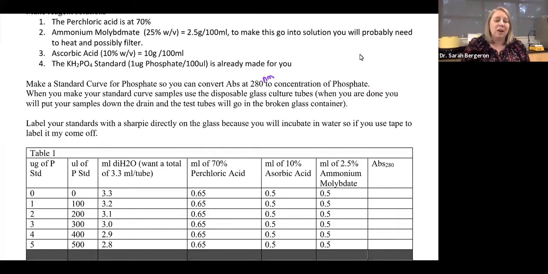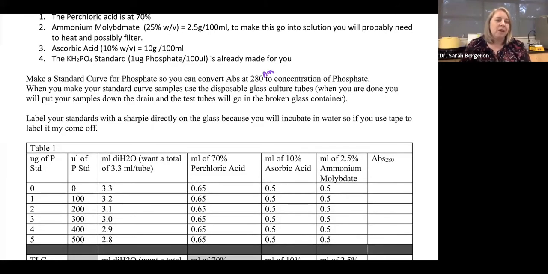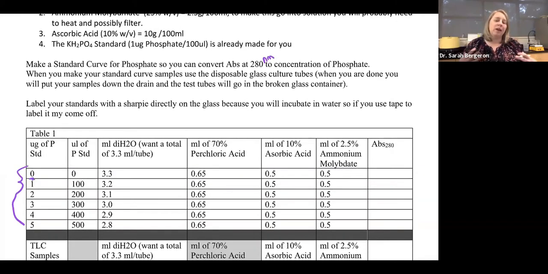Okay, so here's our table. This is the first table that you're going to create for the lab. So we need to vary our concentration of phosphate inside of our standard. So of course our first one is going to be 0. When you're making these standards, we want a final volume of 3.3 milliliters inside of each tube. So whatever you add in terms of microliters of your standard, you want to make the total up to 3.3 milliliters. So you're going to fill it to 3.3 with DI water.